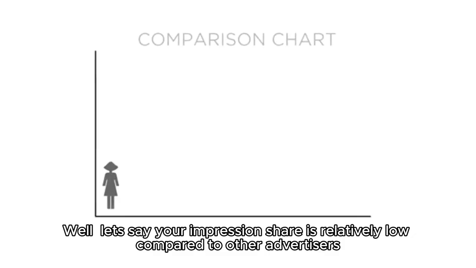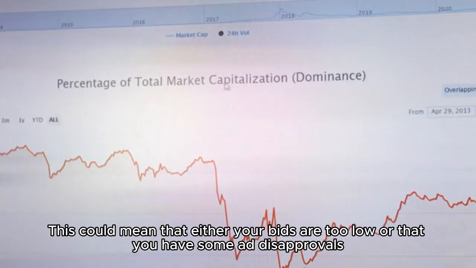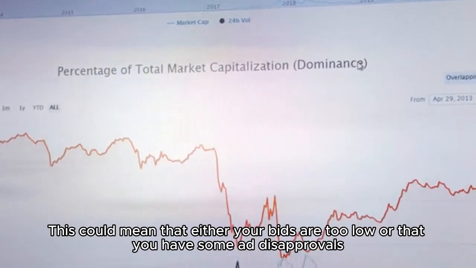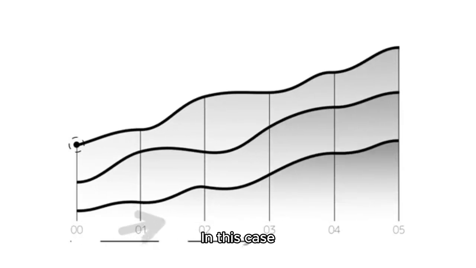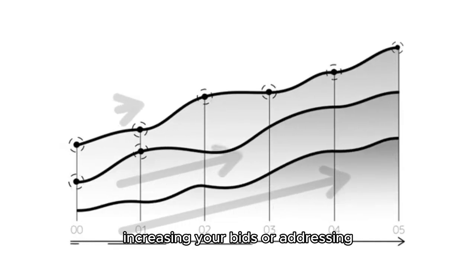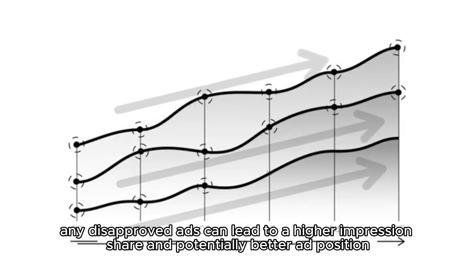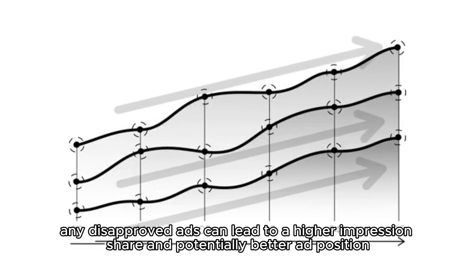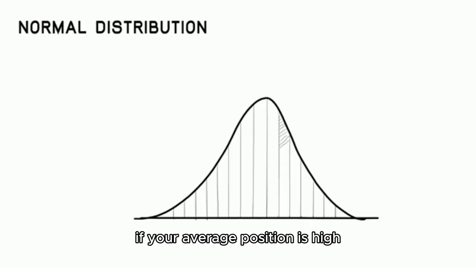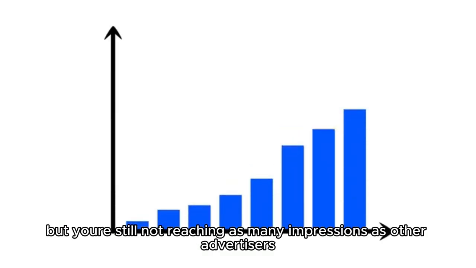Well, let's say your impression share is relatively low compared to other advertisers. This could mean that either your bids are too low or that you have some ad disapprovals. In this case, increasing your bids or addressing any disapproved ads can lead to a higher impression share and potentially better ad position.